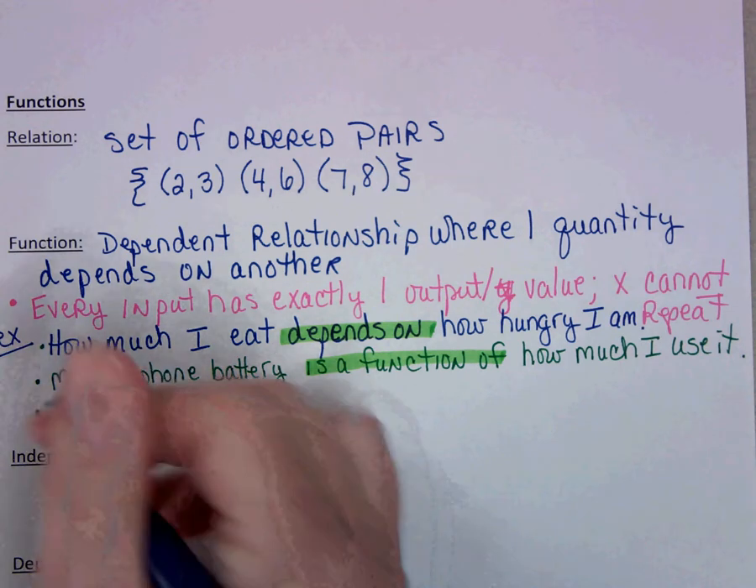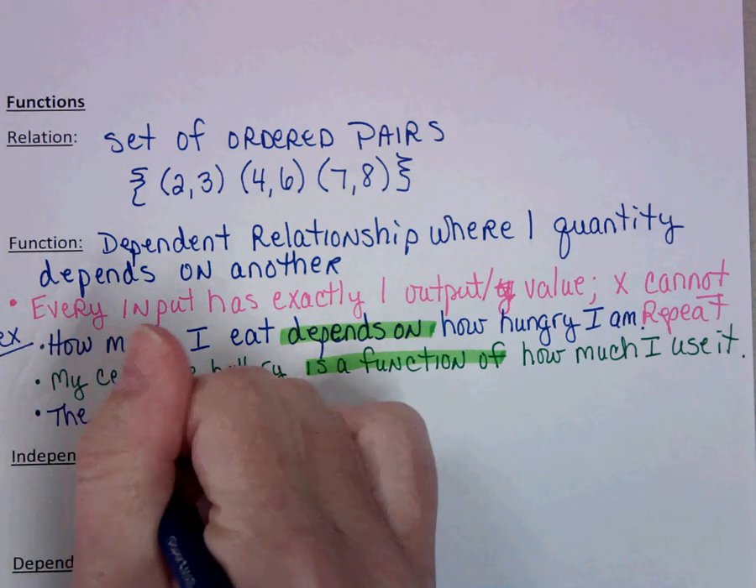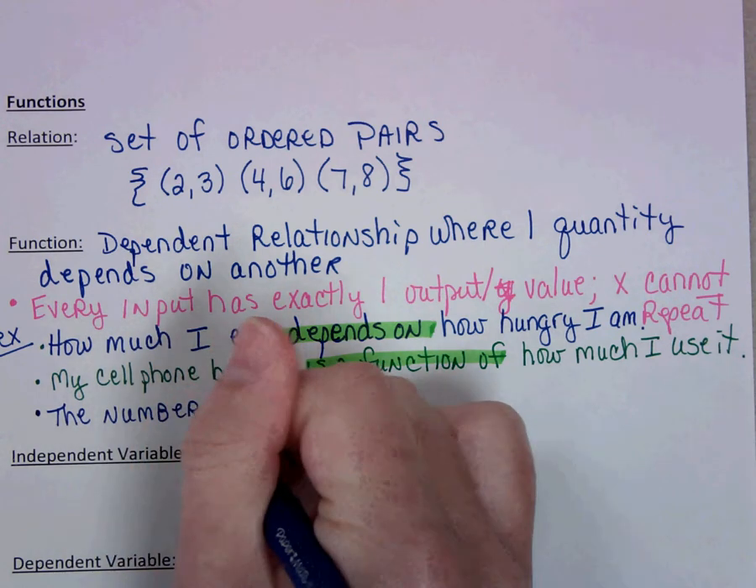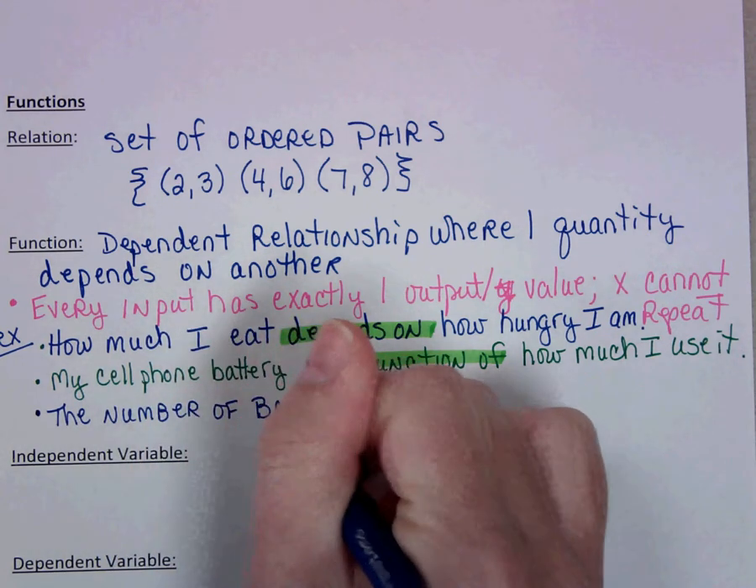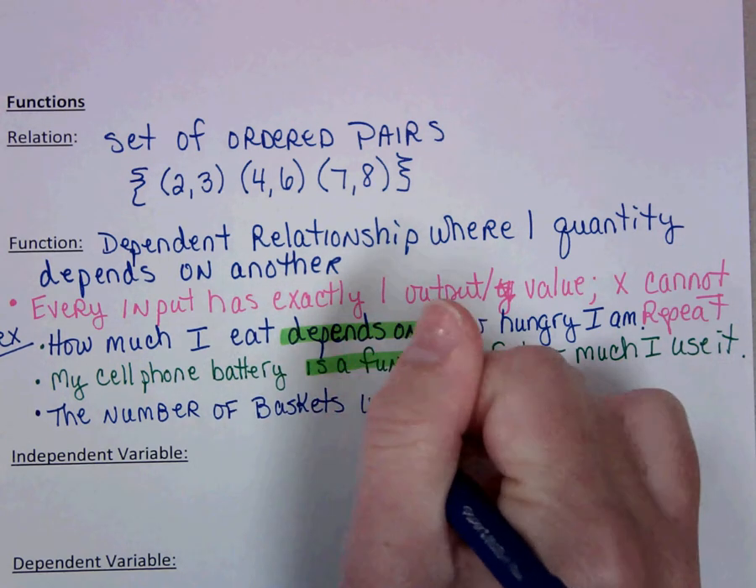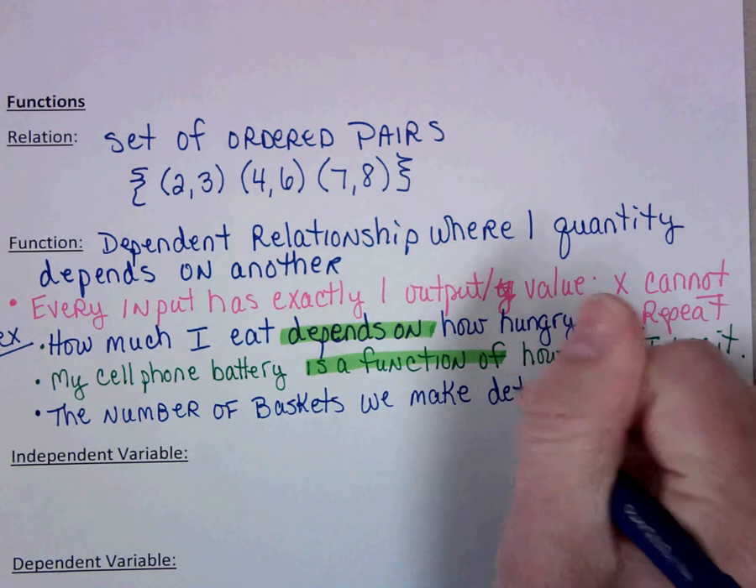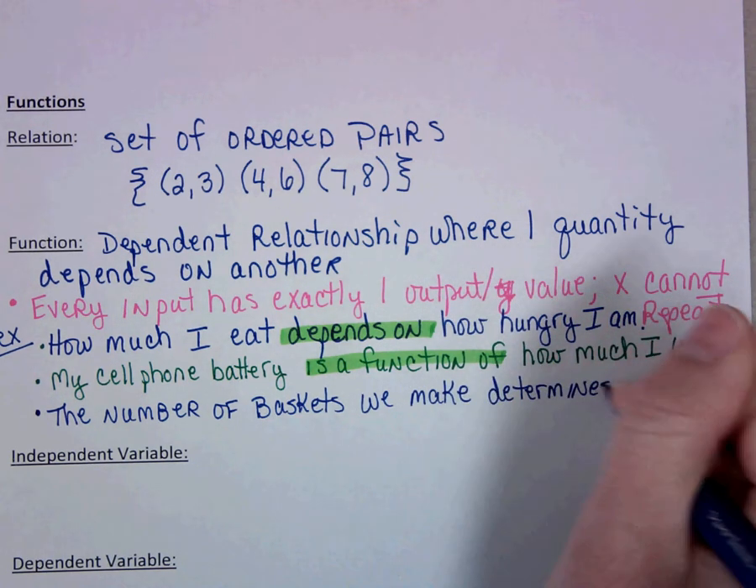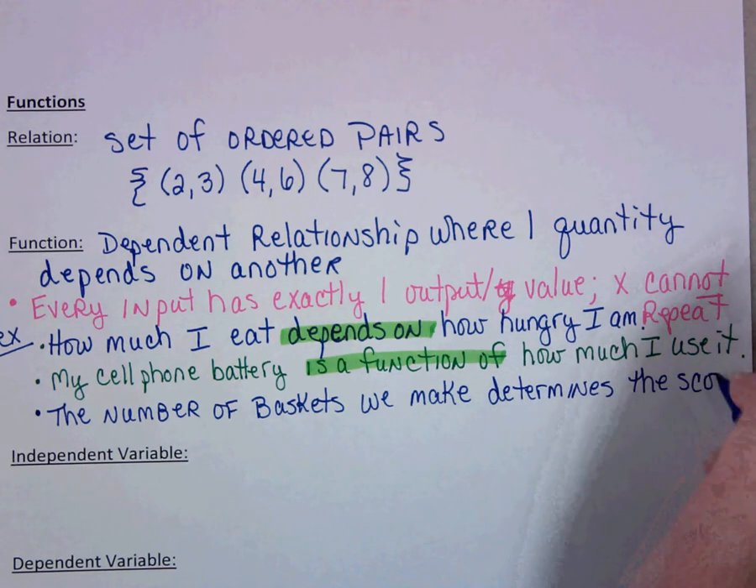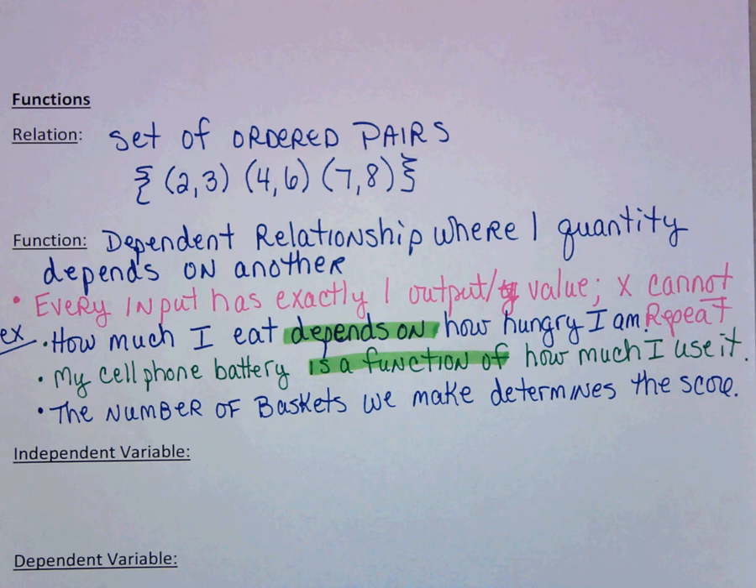Here's one more example. The number of baskets we make, so I'm talking basketball, determines the score. I'm still stating a dependent relationship, but now I'm using the word determines. It kind of switches around what is depending on what. The score depends on the number of baskets we make, but we could also say that the number of baskets we make determines the score.